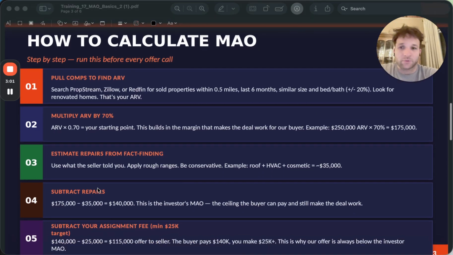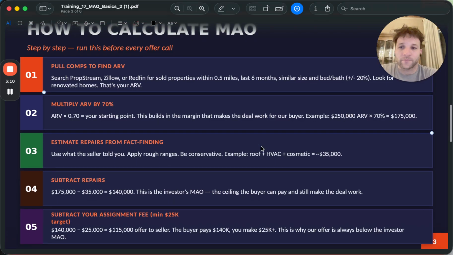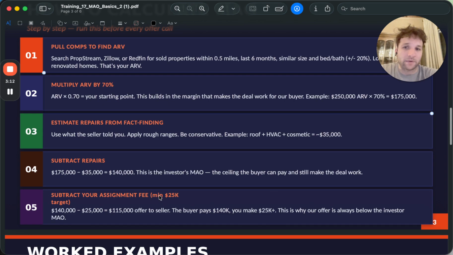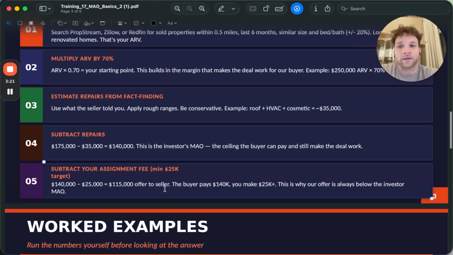So subtract repairs. This is the investor's MAO. So the most they'll pay for this is 140, assuming $35,000 in rehab and a 250 back end. So now we want to subtract our assignment fee. So $115,000 is what we'd like to get the property for. Now, keep in mind that if we offer 115,000, typically they're going to want to negotiate. So we might say the first offer is 80, and then our max offer is $115,000.